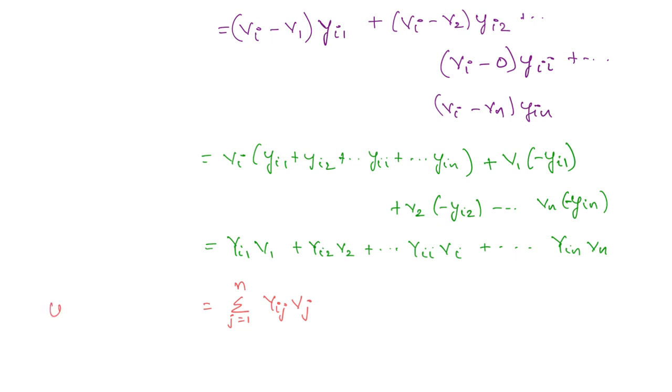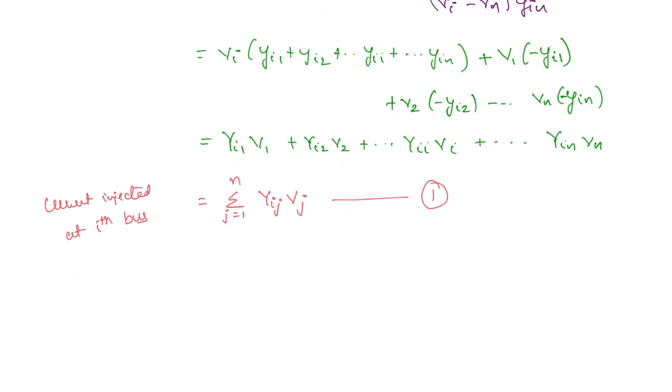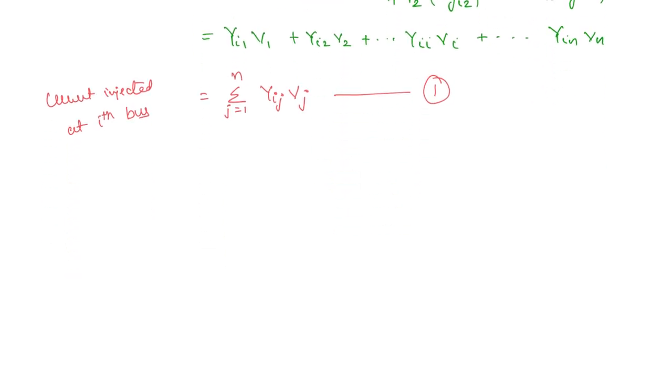This is the current injected at ith bus. Okay, so this we will take as equation 1. Now we will go back to what we were actually discussing, the complex power, right? Therefore complex power you can write as S bar is equal to V bar I bar conjugate. But what we are doing, instead of I bar we are going to write this expression.